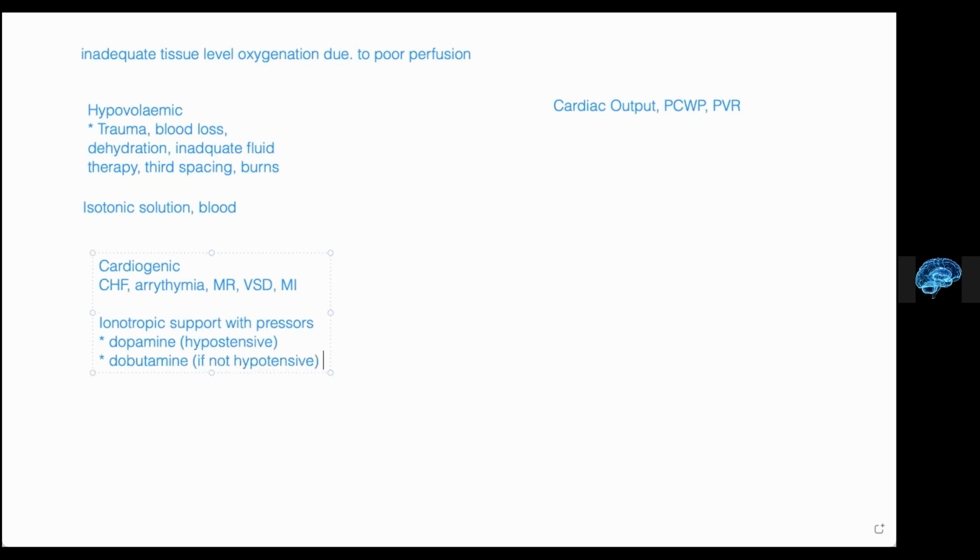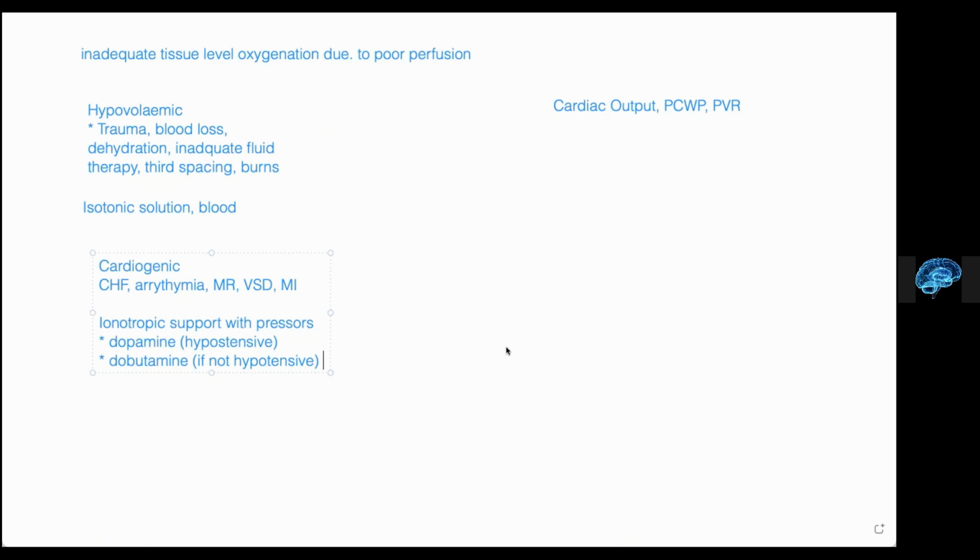Again, guidelines differ with how they manage these patients. As a general rule, dopamine is used if the patient's hypotensive. Going back to inotrope, what inotrope means is that it increases cardiac contractility. I'm not sure if that's a word, but it increases the strength at which the cardiac muscles are contracting.